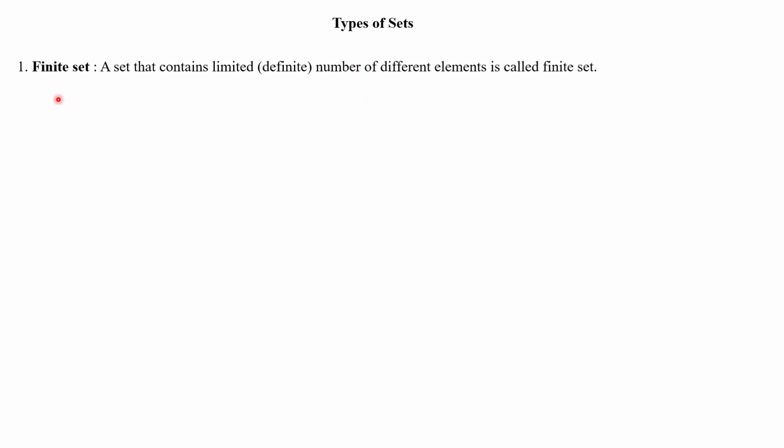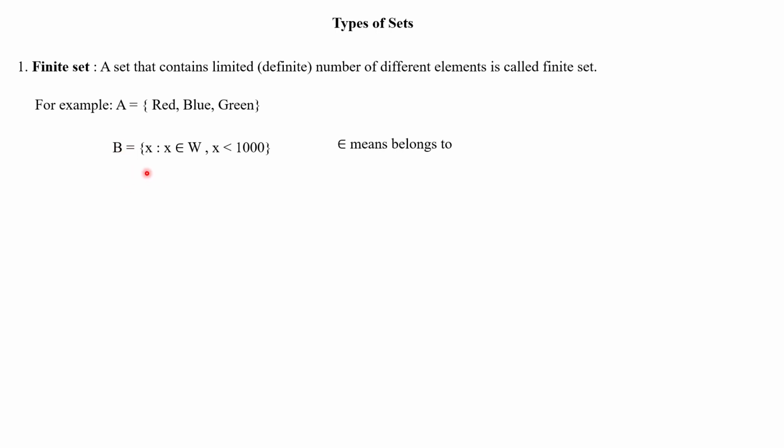Okay, so the first is finite set. Finite means something which you can count. So a set that contains limited or definite number of different elements is called finite set. For example, there is a set A and it has the members red, blue and green. So it has 3 members, so it's limited.